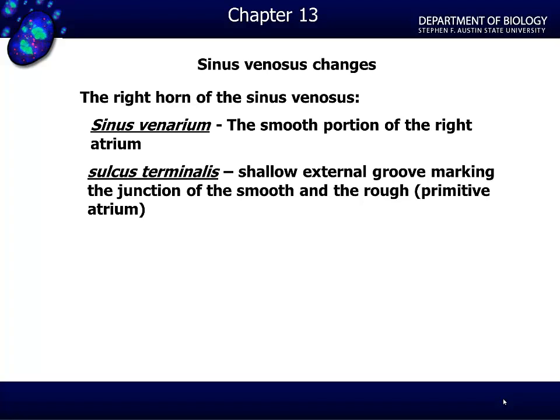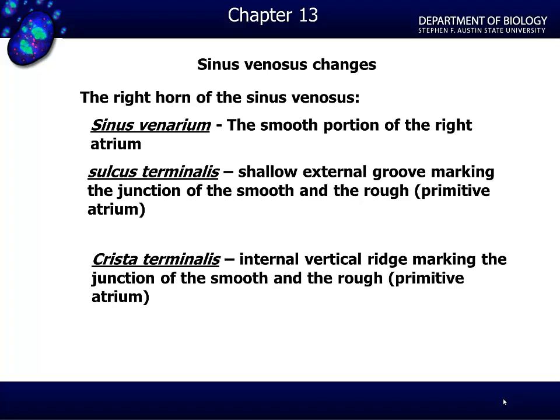Now, if we look on the exterior, we can see the sulcus terminalis, and this is a groove that marks the junction between the rough pectinate muscle and the smooth sinus venarum in that right atrial muscle. Now, we're also going to see internally that there is a ridge, and this is the internal landmark between the smooth and the rough, and this is called the crista terminalis.